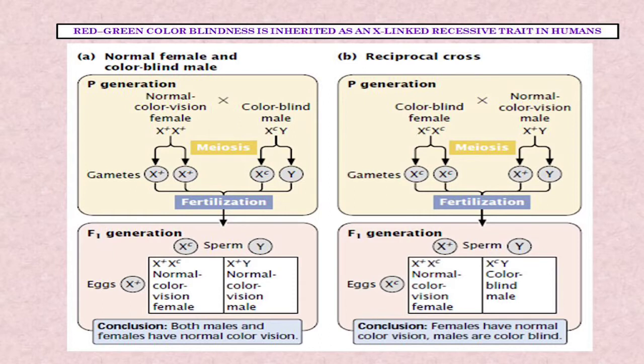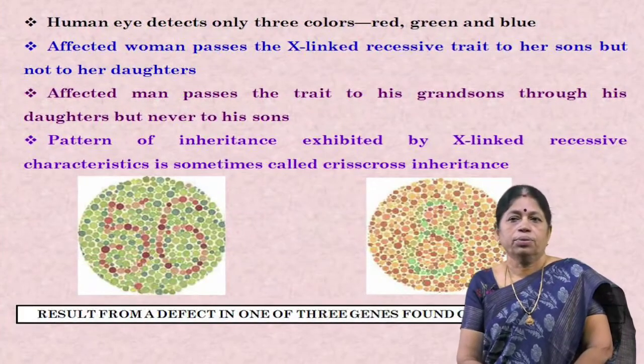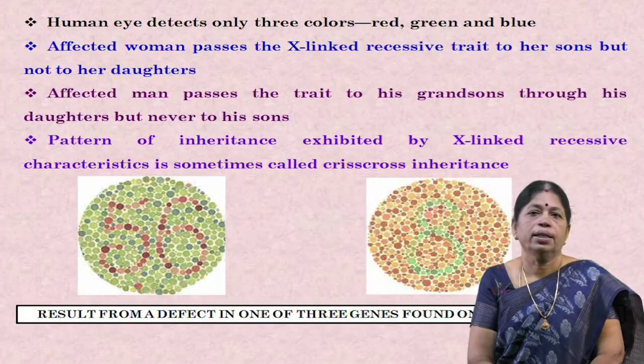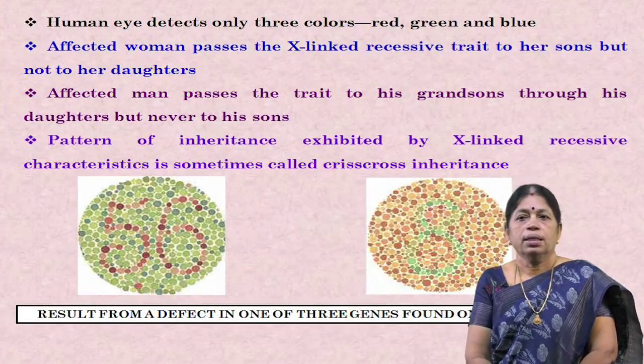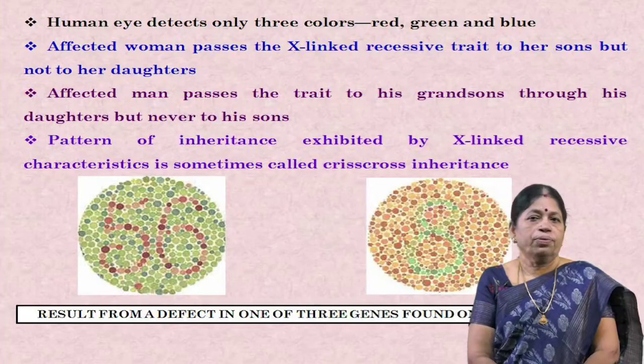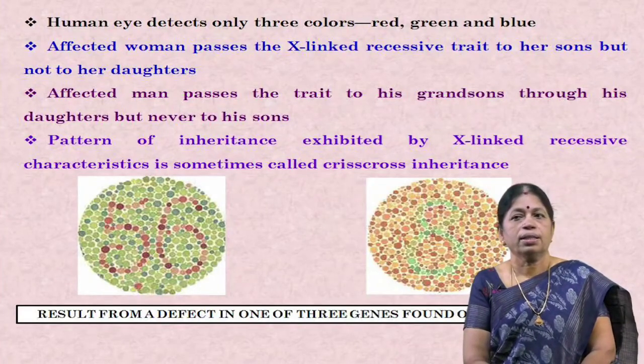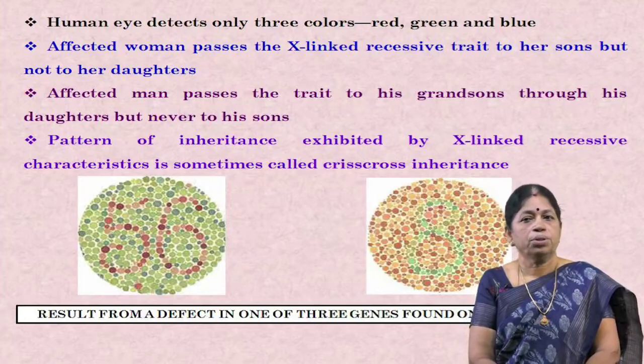But sex-linked or X-linked traits will be seen in the crisscross inheritance. Not in the next generation; it will appear in the second generation, from the grandfather to daughter, then daughter to grandson. So it is the crisscross. The human eye detects only 3 colors: red, green and blue. An affected woman passes the X-linked recessive trait to her son, but not to her daughter. An affected man passes the trait to his grandson through his daughter, but never to his son.